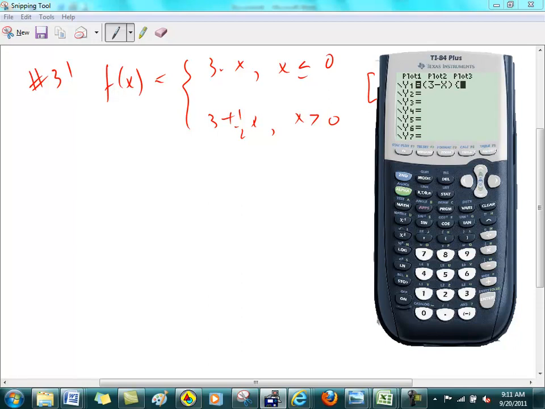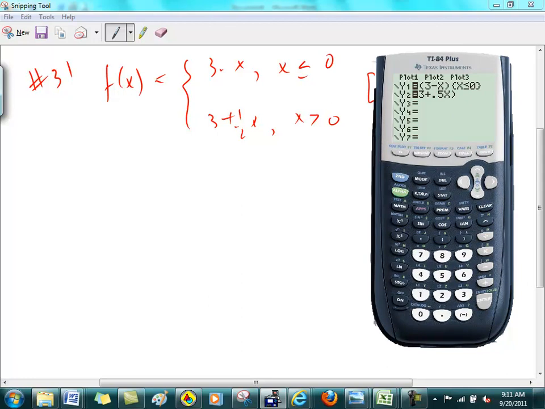Okay, all right, so this is x less than or equal to 0. And then the bottom one's going to be 3 plus a half x, so I'm just going to write it as 0.5x. Get my parentheses in there. Get my parentheses in here. And my interval is x greater than 0.